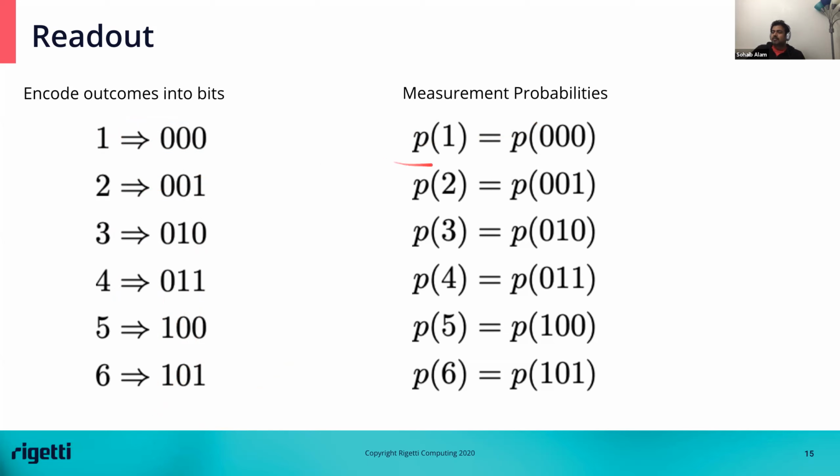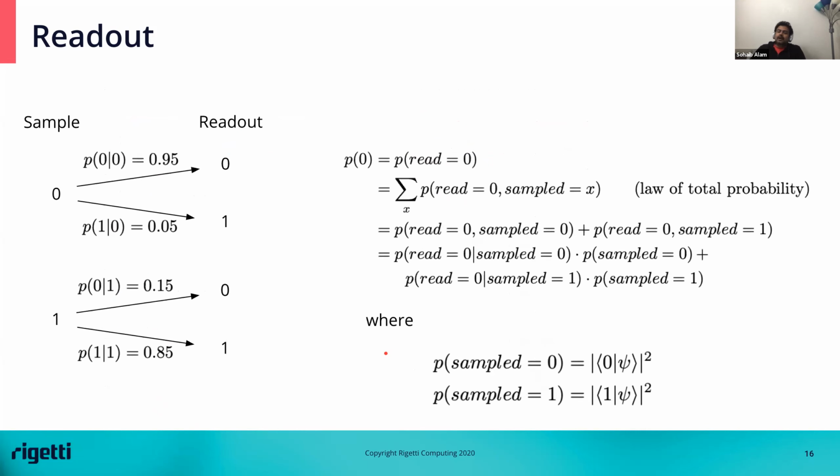And of course, the measurement probabilities are just whatever the measurement probability of one is. If we program our computer in such a way that the probability of this bit string comes out to be exactly equal to whatever the probability of one is, et cetera, then we have replicated the same experiment, right? Now, what happens if we have the following situation?